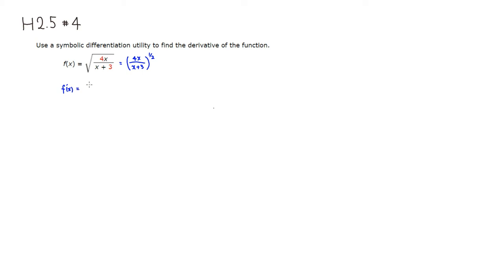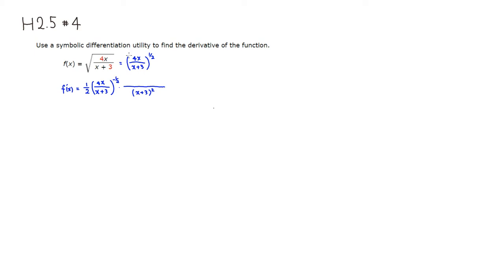So this is going to be 1/2, a general power rule. Then keep the inside function as it is. Subtract 1 from the power, so it's going to be negative 1/2. Multiply by the derivative of the inside. We need to take the derivative inside, so we have to use the quotient rule. Square the bottom, so you're going to get x plus 3 squared.